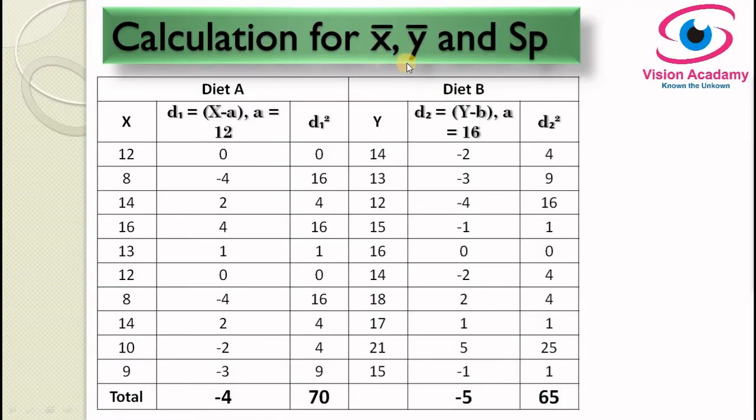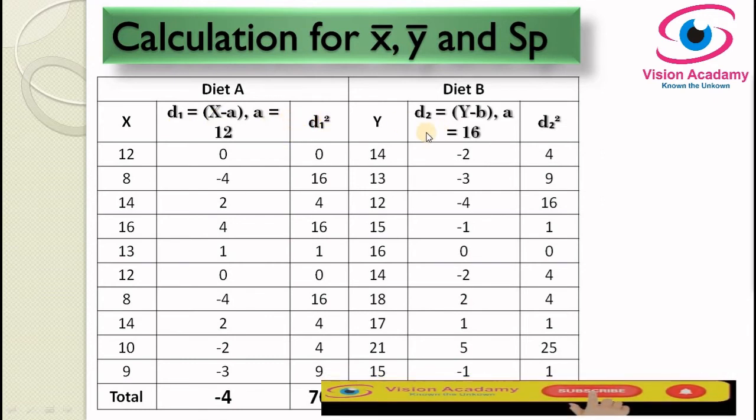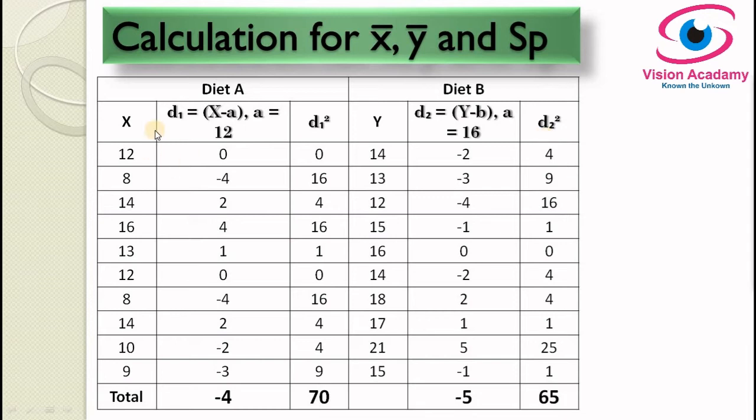Before we calculate x bar, y bar or Sp, you can see in the formula for Sp we need d1, d1 square, d2, and d2 square. For that I have to take deviations from the sample values. These are the sample values given in the problem. x is the first diet, diet A food pig's weight gain. The recorded values are listed here. There are 10 sample values.